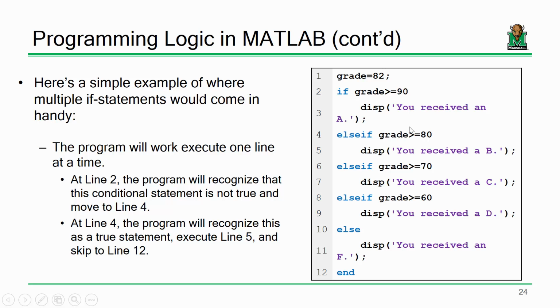Since their grade is above 80, it's going to display you received a B. But it'll keep going through each one of these until something's triggered. And if nothing is triggered, the last one is the display of you received an F, because the value of grade would have been less than 60 in that case, if nothing else had been triggered prior. Does that make sense?